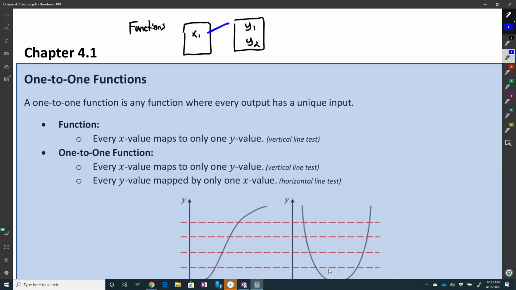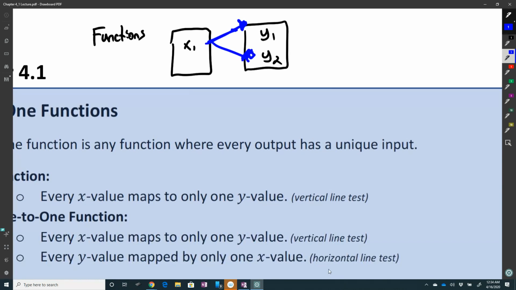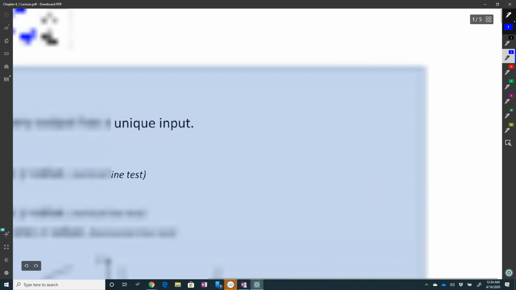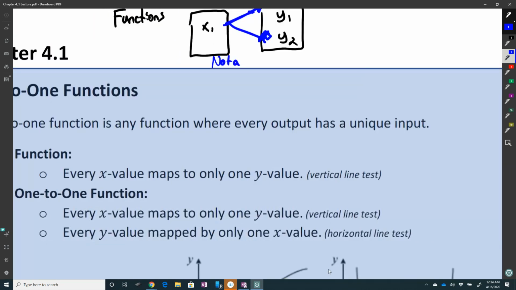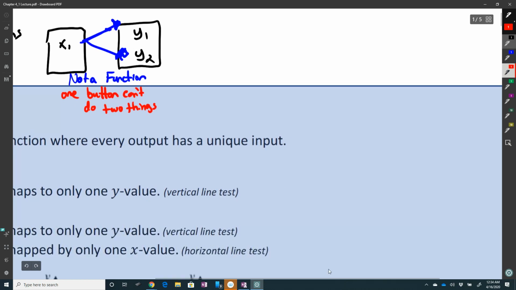Sorry. You know what? I'm going to do this. So this is an example of something that's not a function. I blame the quarantine. Okay. So this case would not be a function, because one button is doing two things. One button can't do two things. Whenever you press a button, it can only do one thing. So that's an example of something that's not a function.